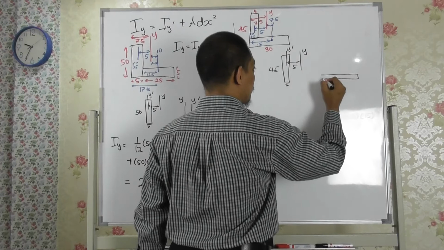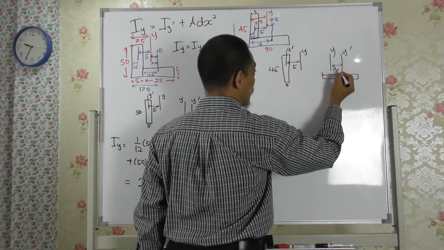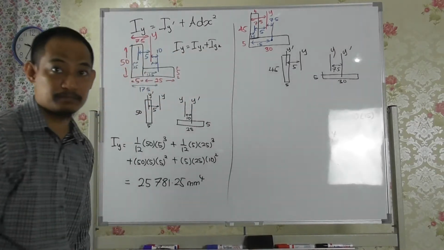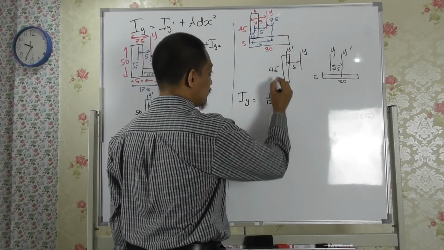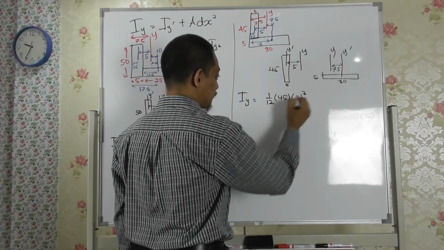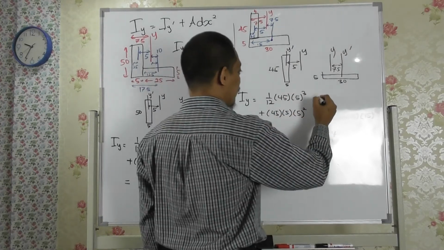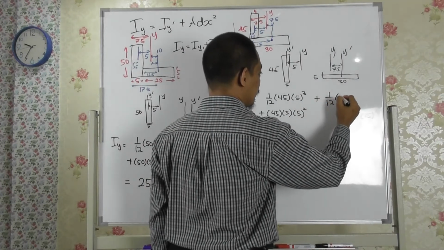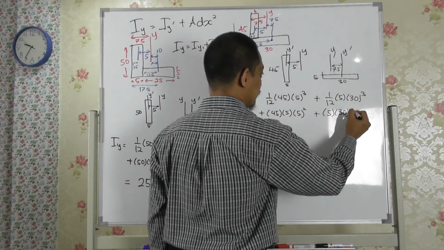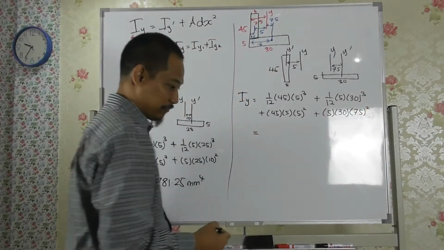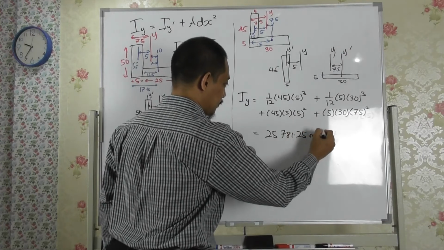And then for this one, you have y and y prime. The distance now is 7.5. And then this is 30 times 5. Okay, so if you calculate Iy, so 1 over 12, 45 times 5 cube, and then plus 45 times 5, and then the distance is 5 square. And then over here you have 1 over 12, 5, 30 cube plus 5 times 30, and then the distance is 7.5, and then you have the square. So if you add this, you should get the same thing, right? 25,781.25 millimeter to the power of 4.